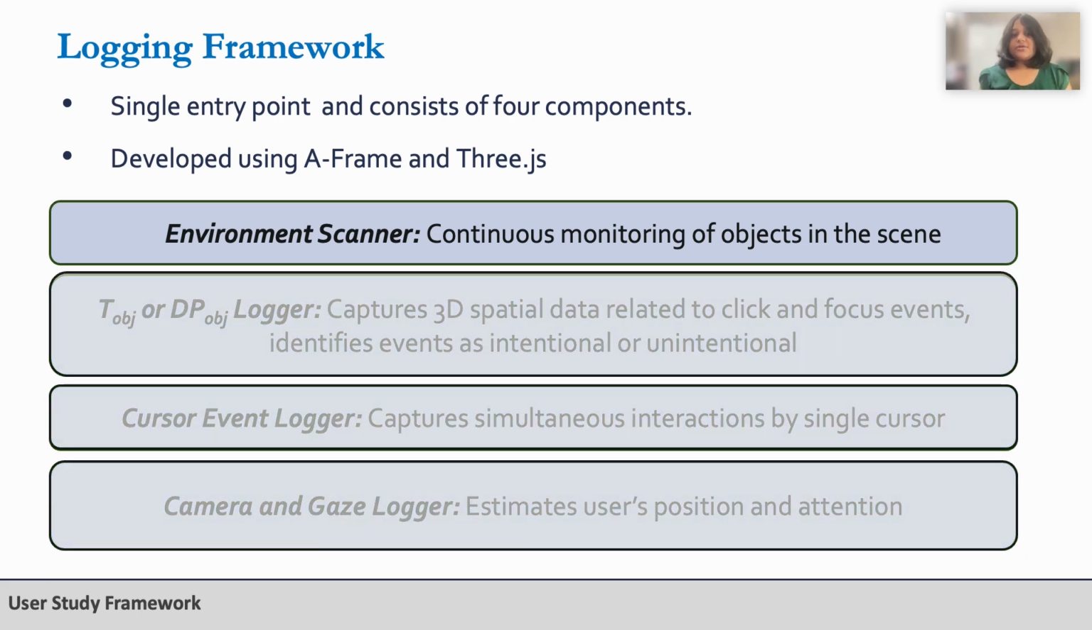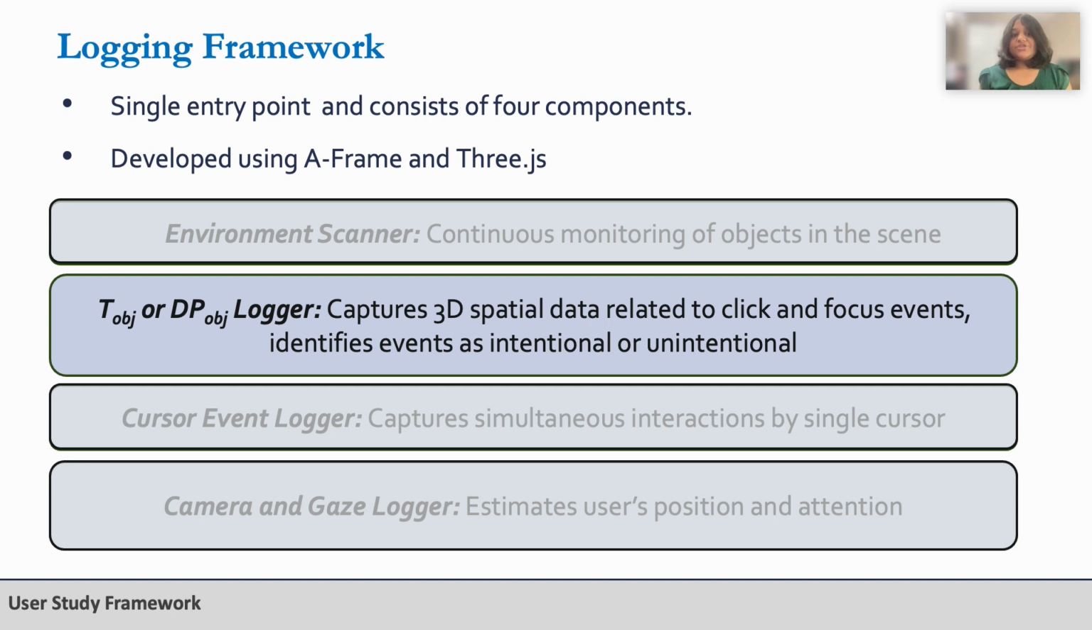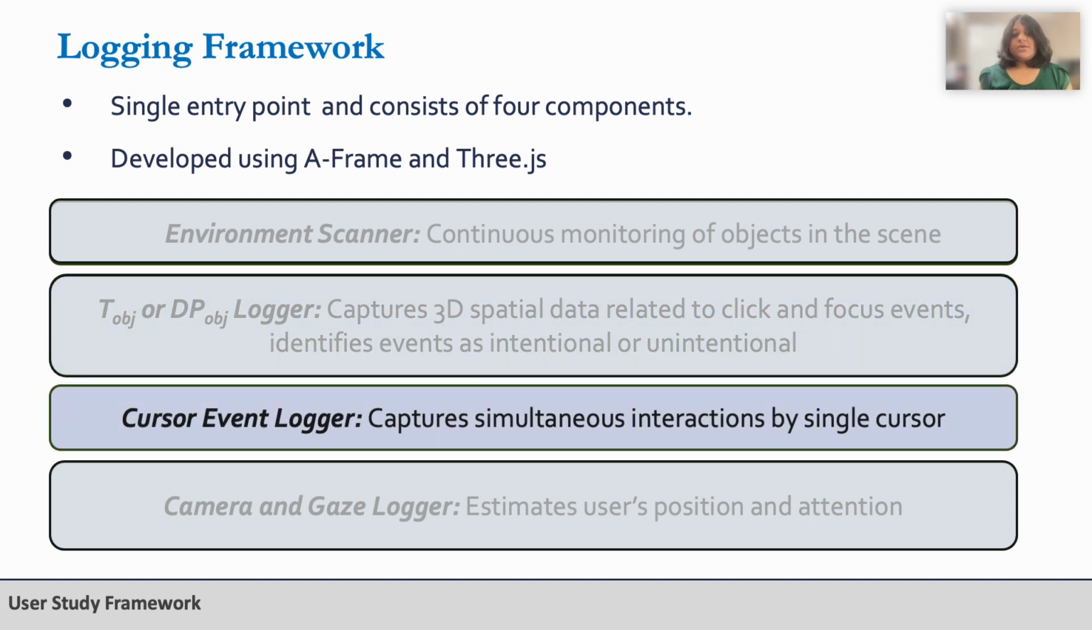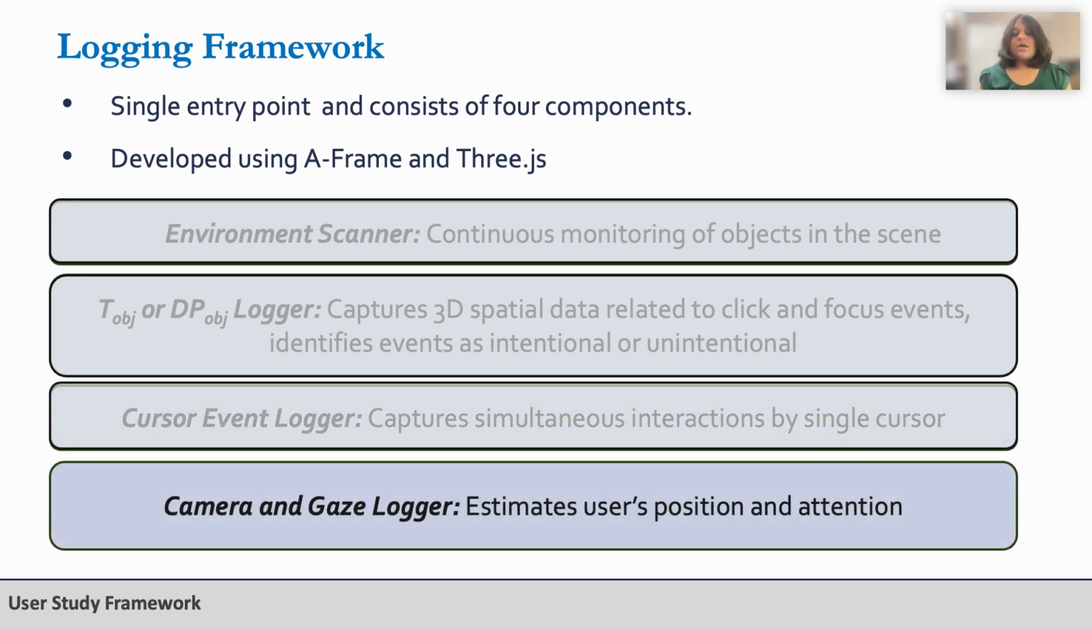First, the environment scanner component monitors objects added to the scene to attach the corresponding logger. Next, the T-object and DP-object logger captures 3D spatial data related to click, focus initiation, and removal events, and based on the attacks also identifies intentional and unintentional events. Then, the cursor event logger captures simultaneous interactions by a single cursor. And finally, the camera and gaze logger estimates the user's position and attention.